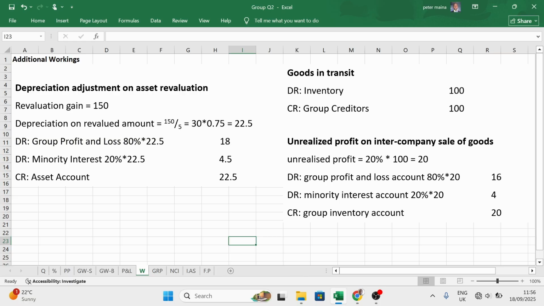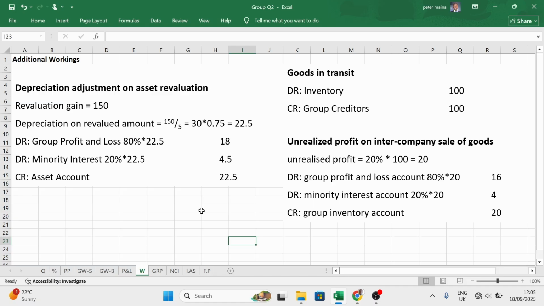But because the asset belonged to the subsidiary, the minorities will have a share. So we will debit the group profit and loss, or the retained profit, with a share of the parent, 80%, which will give us 18. Then we debit minorities' interest, 20% of 22.5, which will give us 4.5. Then with the whole amount, we are going to credit assets account with 22.5.